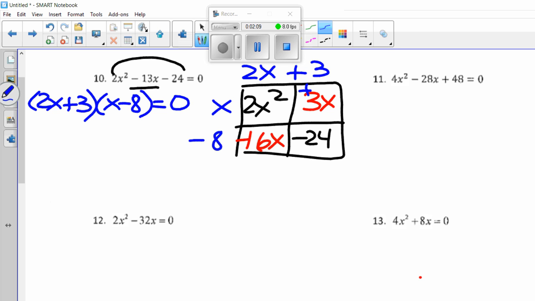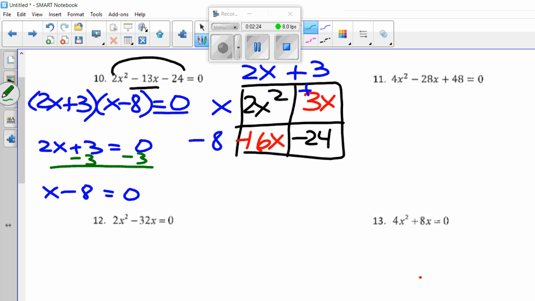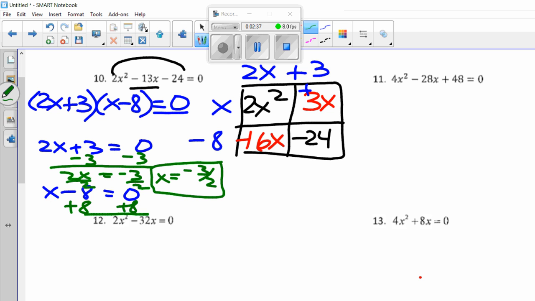All right, and then now since I'm solving, since it equals 0, I got to set each of these equal to 0. All right, so I'll go ahead and solve these. So minus 3, so 2x equals negative 3, divided by 2. So x equals negative 3 halves. That's one solution. And then here I'm just going to add 8, so that's easy. So x equals positive 8.